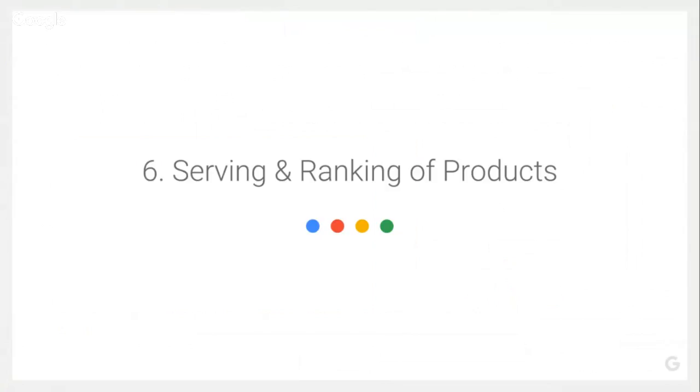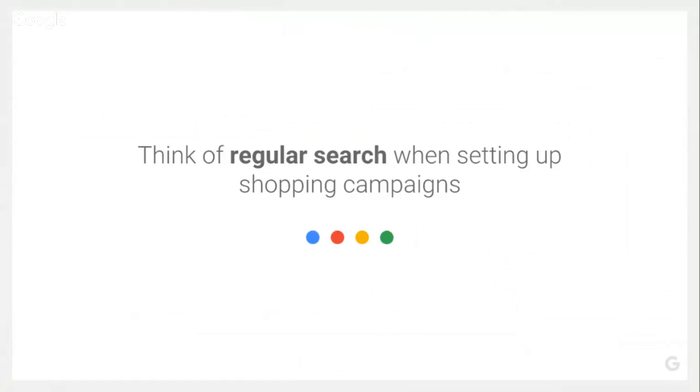Perfect. Then in general, let's talk about the serving and the ranking of products. We get quite a bit of questions about that. And to be honest, there is a very simple answer to how products are serving on shopping. I want to talk about that as a basis before going into the optimization tips. In fact, think of shopping campaigns as regular search campaigns.